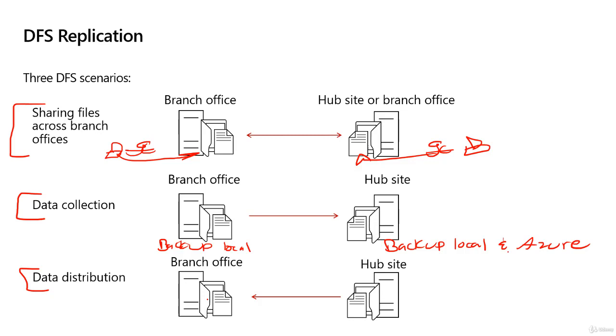But any way you think about this, it is nothing but I put data in a folder and the data replicates. This can be bidirectional, like this, where it goes from one side to the other and back. It could be just one way, where it replicates from the branch to the hub, or it could replicate from the hub to the branch. So either bidirectional or unidirectional, depending on what your goal actually is.